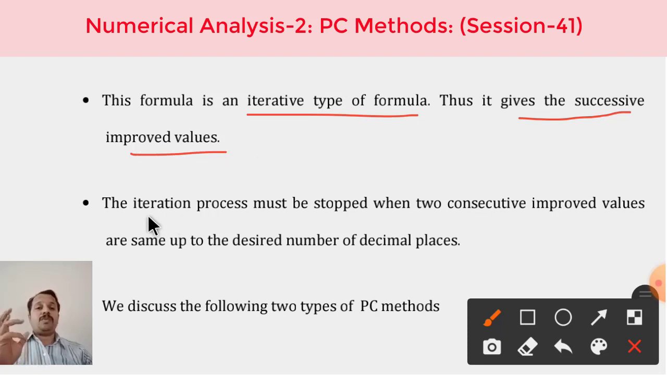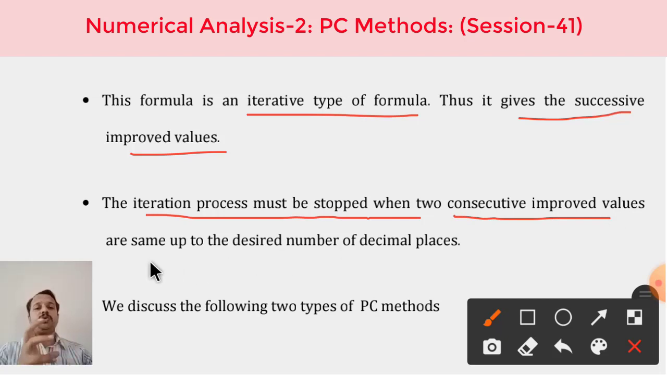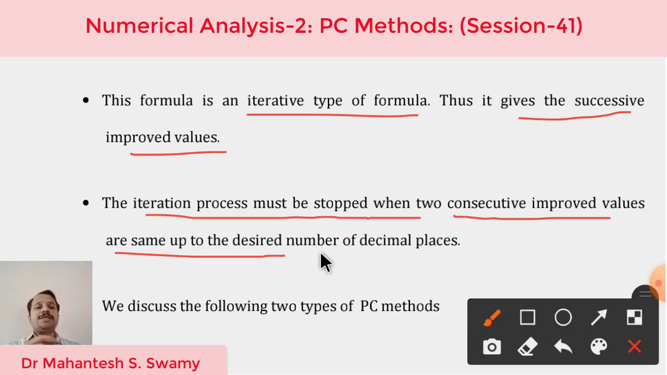And this iteration process must come to an end. That is very, very important. So when should we stop the iteration process? The iteration process should be stopped when we get two consecutive improved values, or two consecutive corrected values, the same up to the desired number of decimal places. Then we can stop and consider the final answer as the required solution of the given initial value problem.